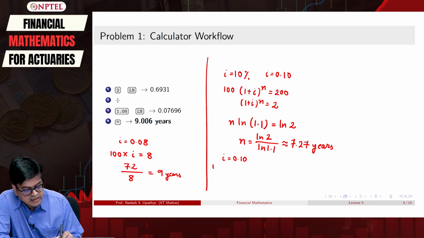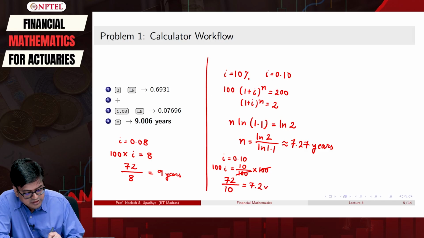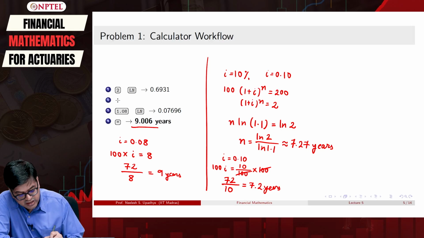So i is equal to 0.10. I will multiply this i by 100. So 100 times i is 0.10 multiplied by 100, so 10 by 100 multiplied by 100 will take away this. So 100i will be equal to 10, and you divide 72 by 10, and roughly you get 7.2 years. Yes, so I am fairly close to this. But as you can see, in the earlier case it was 9.006 years, and therefore 9 years was a fairly good estimate. Here it's 7.2, but 7.27.